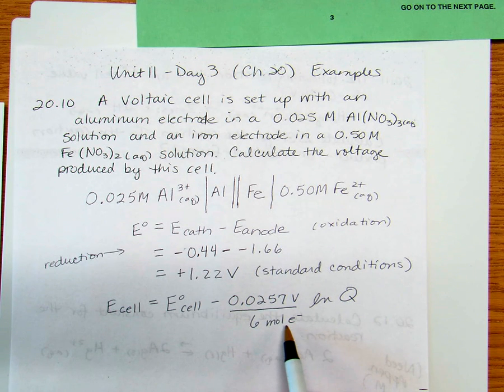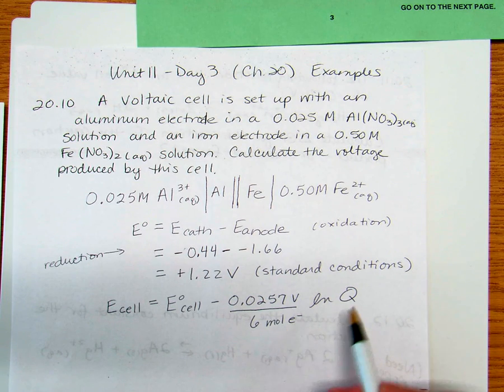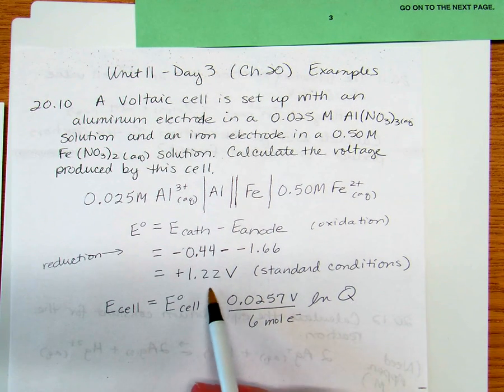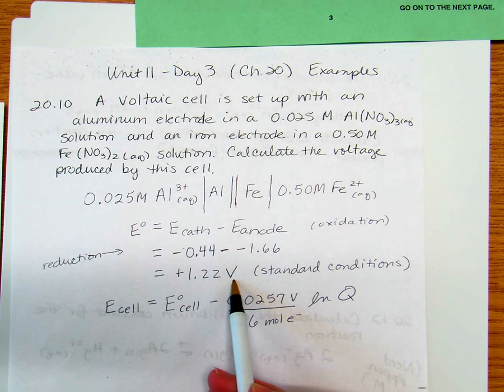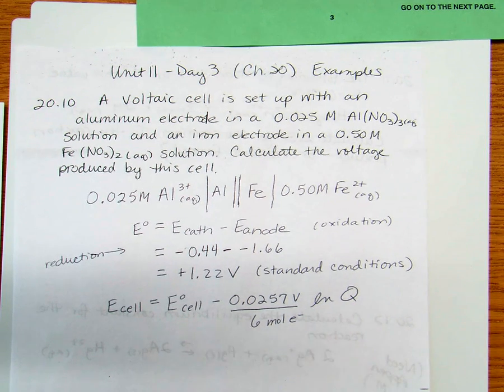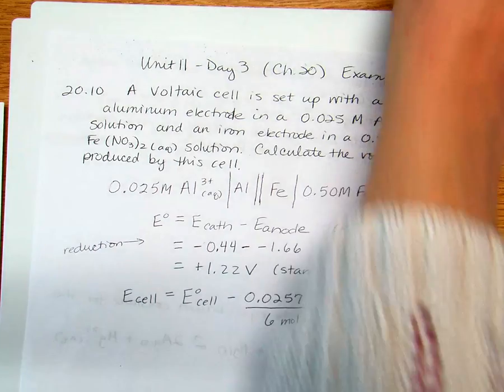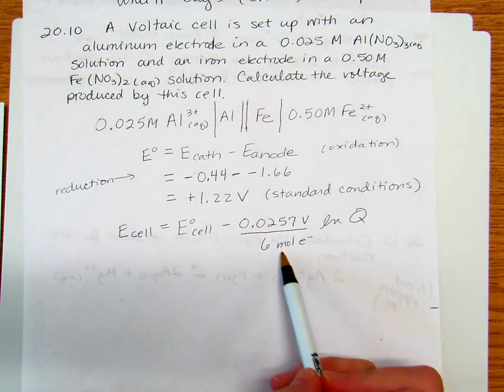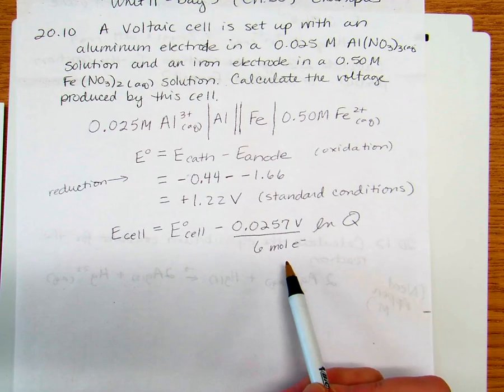So in other words, the standard E cell we got by simply subtracting. The 6 moles of electrons we're going to get by balancing the 2 half reactions. Pretty quick and easy to do now that you've balanced equations. And Q, we've calculated those before also. So there are 3 pieces of the puzzle that we need: the standard voltage, the number of moles of electrons actually transferred, and our reaction quotient. The first thing I'll do is show you where the 6 moles of electrons come from.